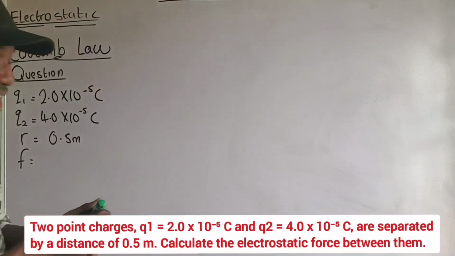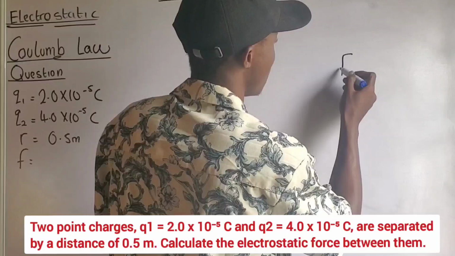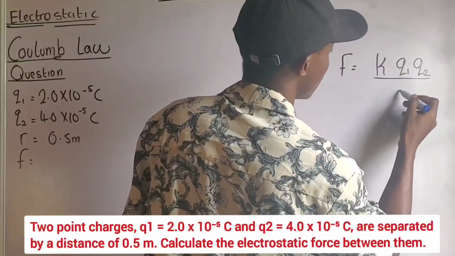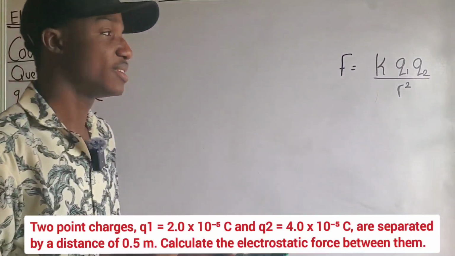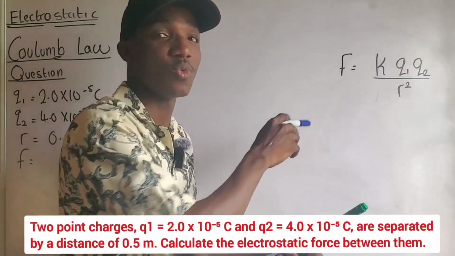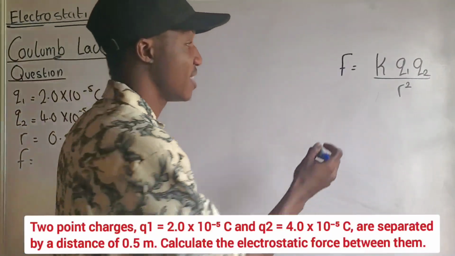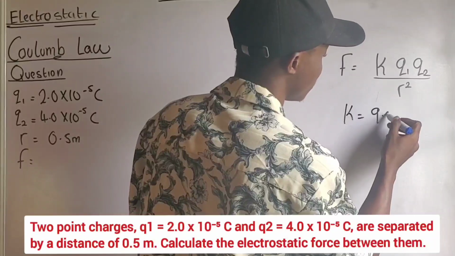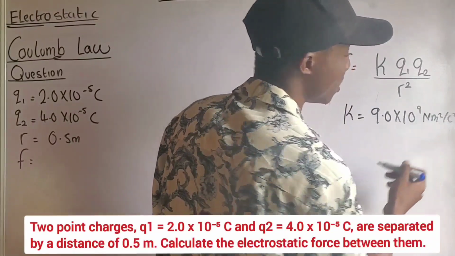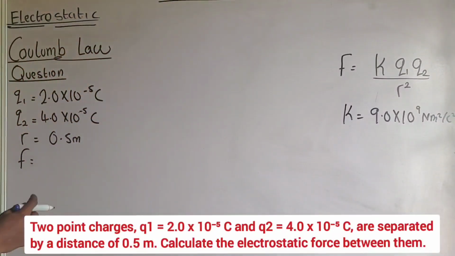Now don't forget that I gave you a formula. F equals K Q1 multiplied by Q2 all over R squared. Do you remember? This is the formula with respect to Coulomb's law, where K is the Coulomb's constant, and I told you that K equals 9.0 times 10 raised to the power of 9 Newton meter squared per Coulomb squared. With respect to the formula on the board, we can easily calculate the force of attraction between these two point charges.